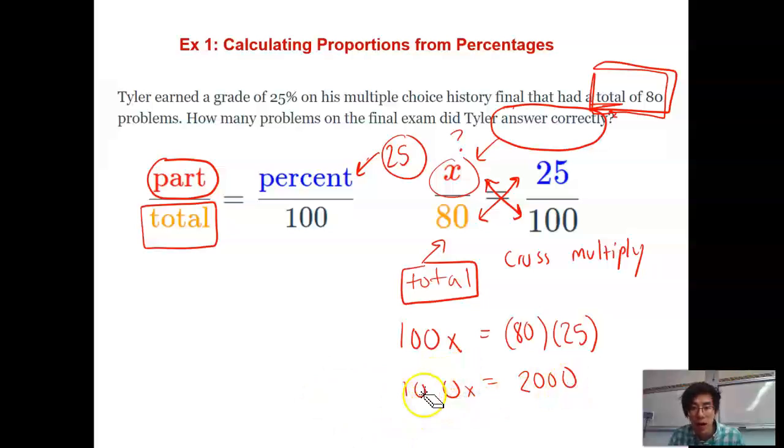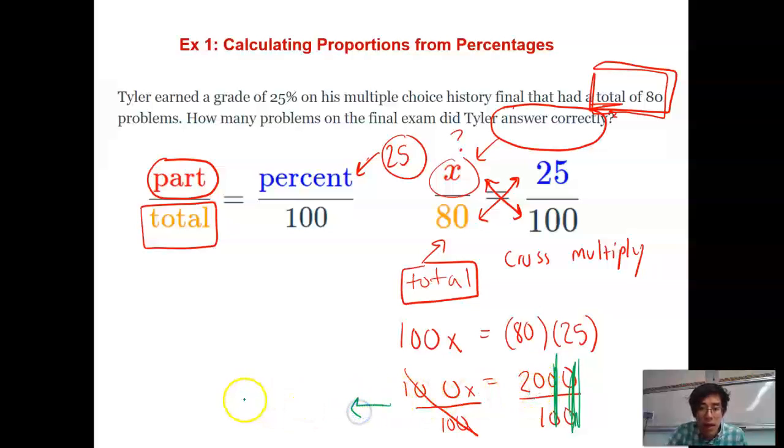So to get x by itself, this is 100 times x, and I'm going to undo that by dividing both sides by 100. This cancels out. And a cool tip: if you are ever dividing numbers with a lot of zeros, you can cancel out the zeros. Let me use a different color to show that. This 0 can cancel out this 0, and this 0 can cancel out this 0. Then I'm left with 20 over 1, and that is the same as x equals 20.